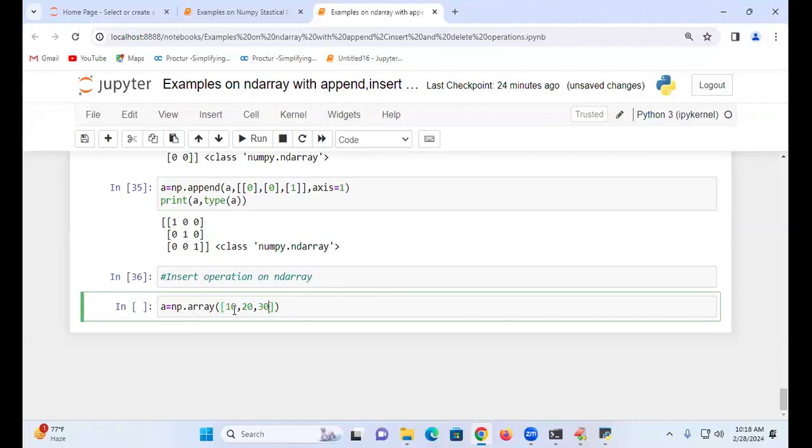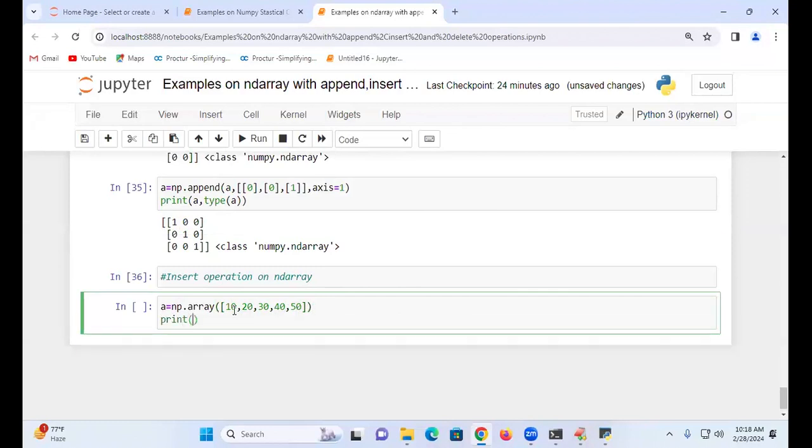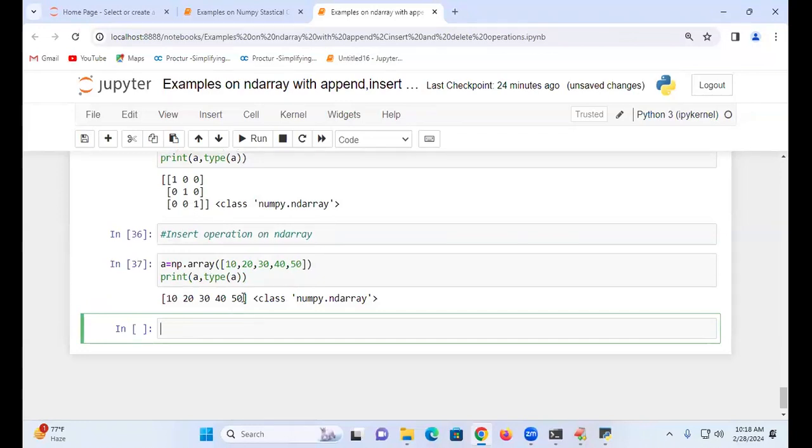10, 20, 30, next 40, 50, 60. Or I will take normal data first. So 10, 20, 30, 40, 50. This is my given data. Print of A comma type of A. Done. This is my given data.